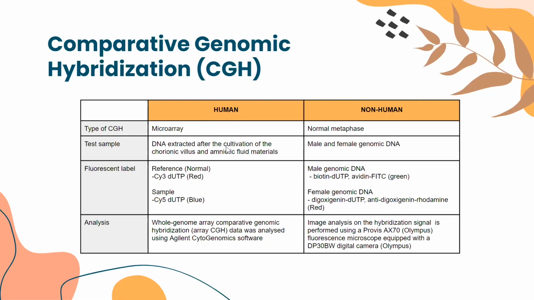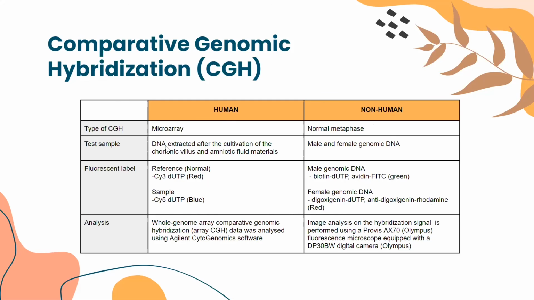And next, the fluorescent label. For the human paper, the reference, which is a normal chromosome, is labeled with CY3 dUTP, which gives the red color, but the test sample is CY5 dUTP, which gives the blue color. While for the non-human, the male genomic DNA is labeled with biotin dUTP and fluoresced with avidin FITC, which gives the green color. The female genomic DNA is labeled with digoxigenin dUTP and fluoresced with anti-digoxigenin rhodamine, which gives the red color.